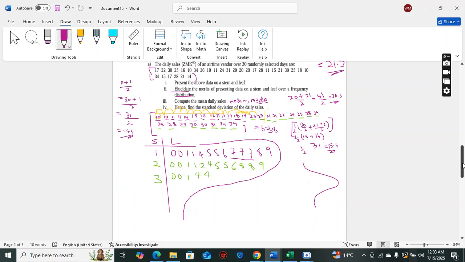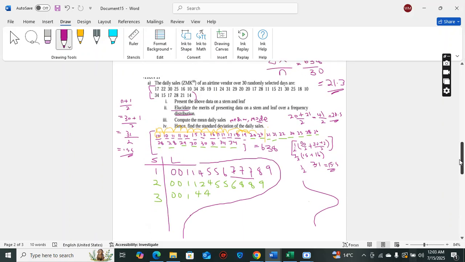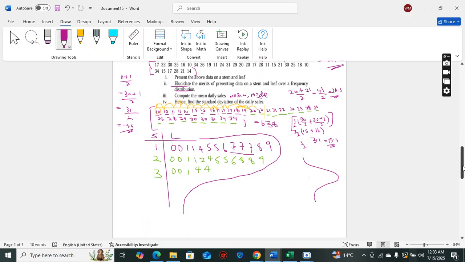So for ungrouped data, median and mode are not that complicated. For grouped data, there are complications. Now we come to the interesting part, to find the variance. I mean, the standard deviation. I want to find the standard deviation.